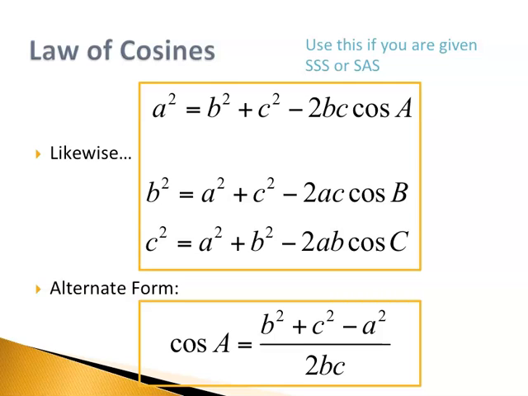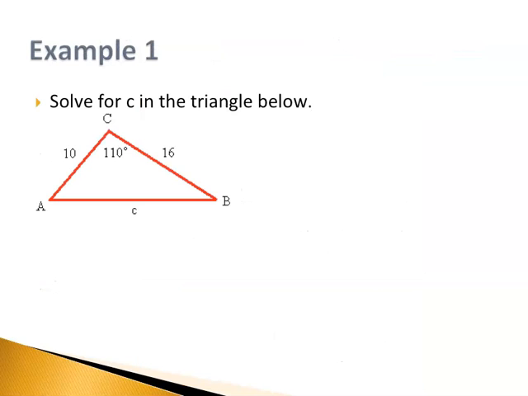Okay, let's go ahead and use this formula. So example 1, we have a triangle that's labeled here for us, and you're asked to solve for side C. Now you have side A, that's 16, across from angle A, and side B across from angle B, that's 10. So we have side A, side B, and we have angle C. So if we use that third form of the law of cosines, that will help us solve for C.